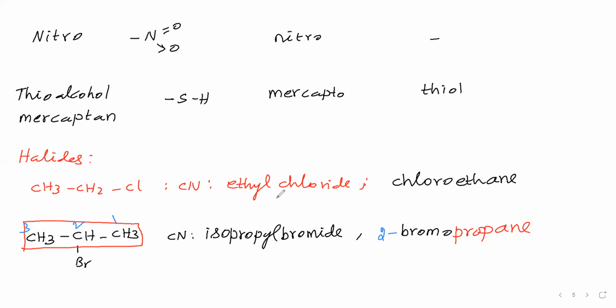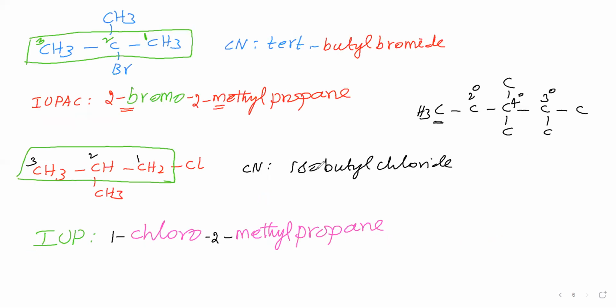For what reason has IUPAC introduced rules? In order to avoid such confusions. Common name means for some compounds only we can say, not for all the compounds. It will give a lot of confusion. So here isobutyl chloride and isopropyl bromide, both you have to get clarification properly. Here iso means second carbon is having two methyl groups.